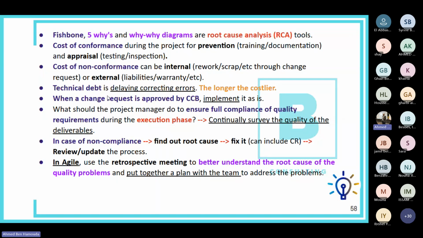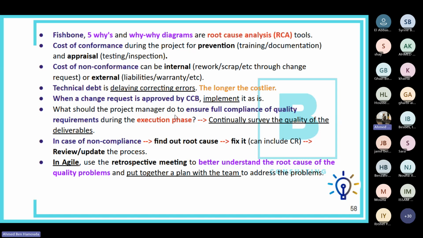When there is a change request approved by the CCB, please implement it as it is. Remember, we mentioned this in the first chapter of this coaching program: the sponsor and the steering committee are a higher authority than you. So any change request that is approved by them, implement it as it is. Don't negotiate, don't discuss with them, don't review the change request, don't do anything other than implementing it as is. All right.